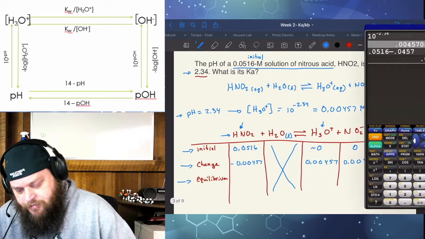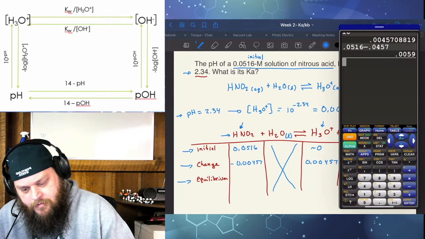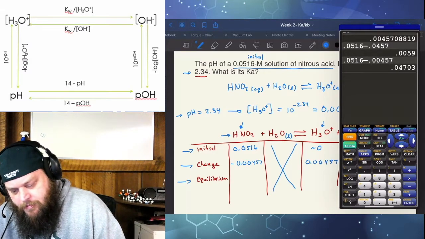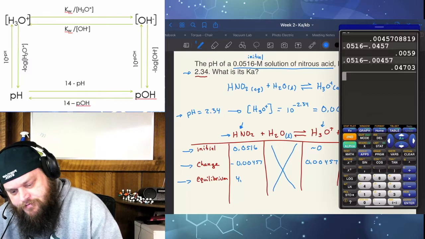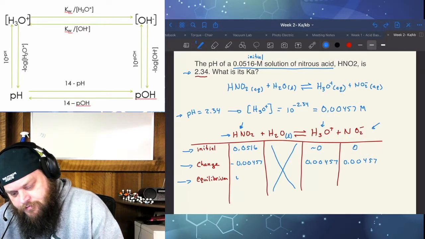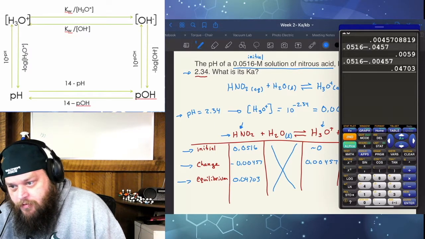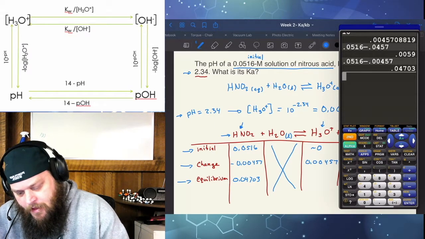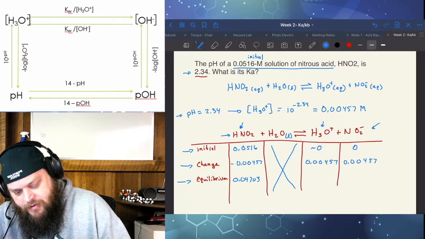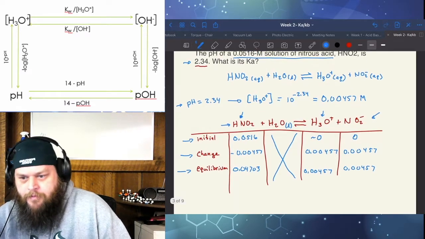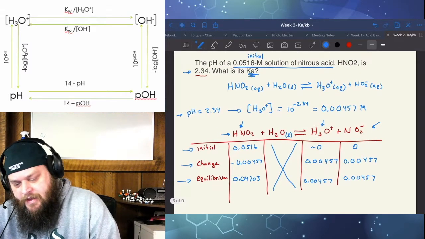All right, let's go back to this equation. Insert an extra 0 in there. There we are. 0.04703. And then these two, since they just went up, they would just be this value. And we want to find ultimately the Ka.